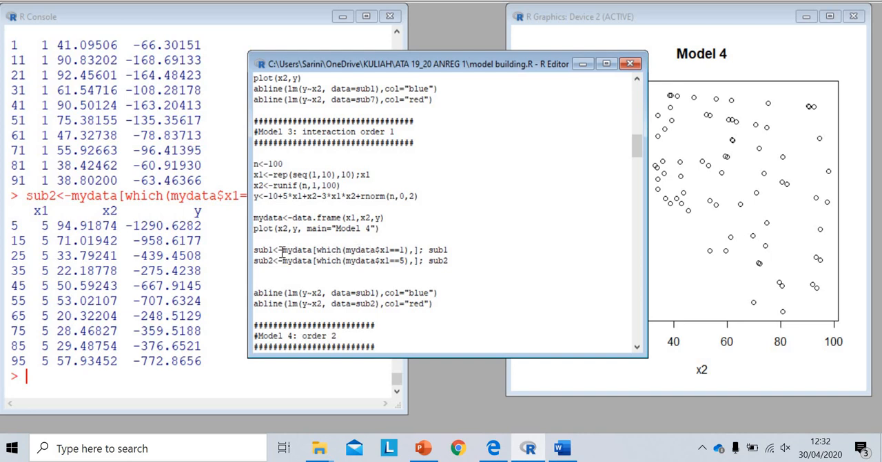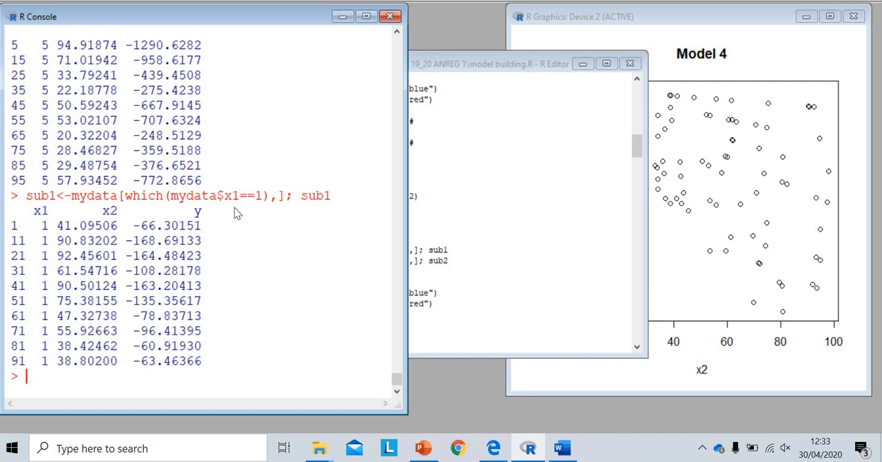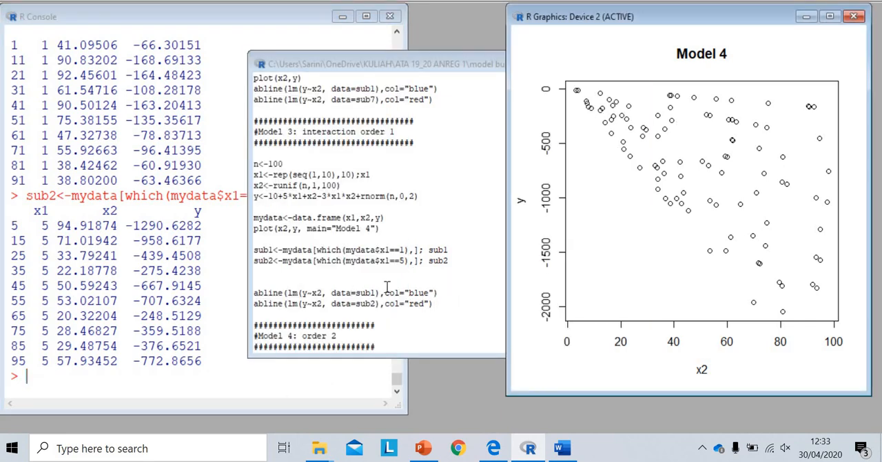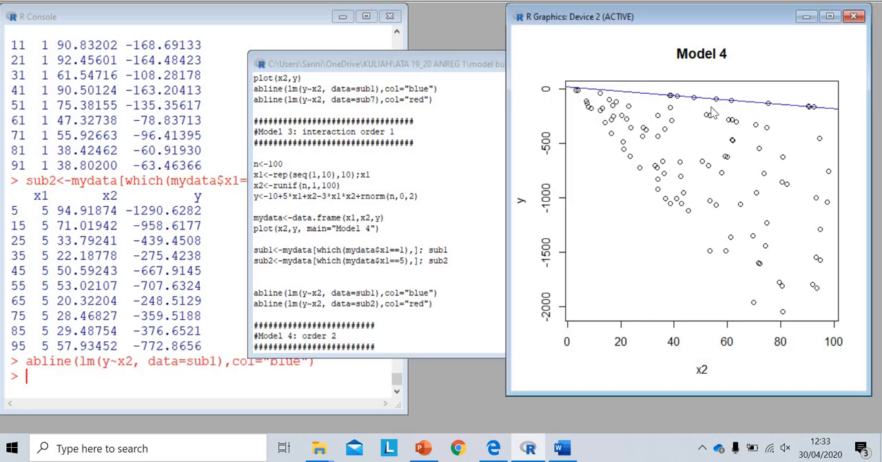So we created two subsets. The first subset is where x1 equals 1, and the second subset is where x1 equals 5. Then we do the plot here and see, for x1 equals 1, what is the relationship between x2 and y? We still want to assess the contribution of x2 to y, but only when x1 equals 1. So it's represented by the blue line here.